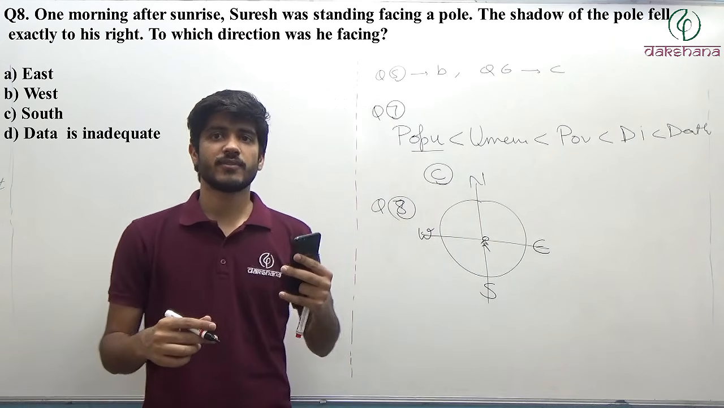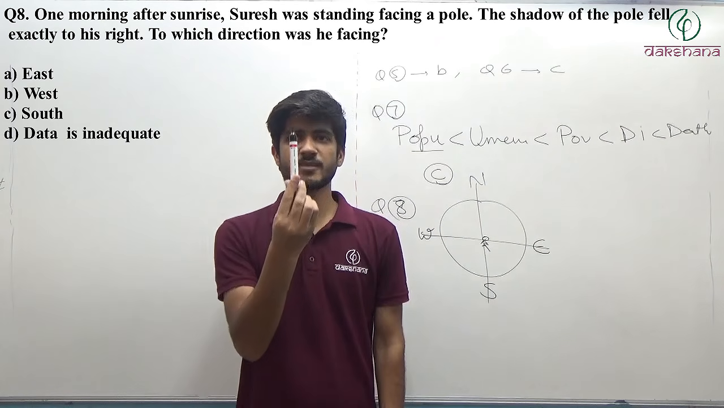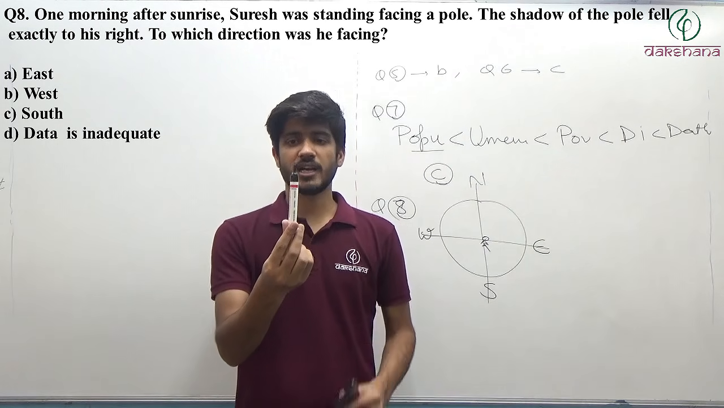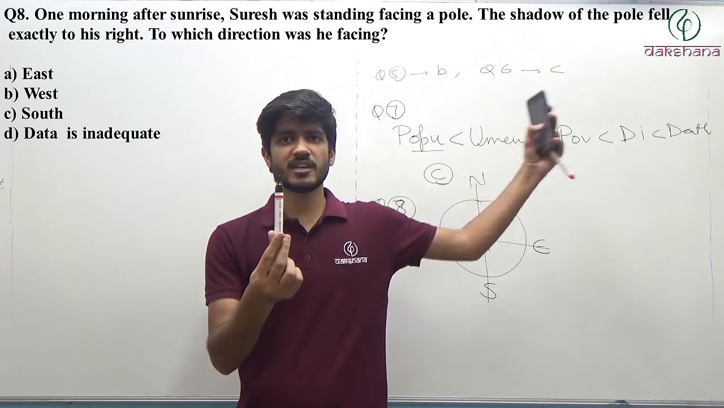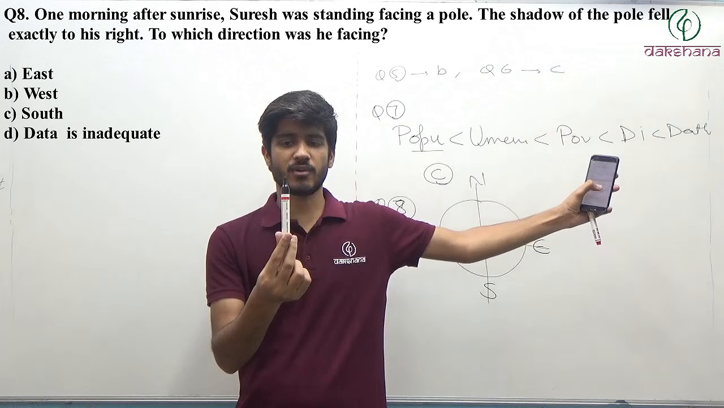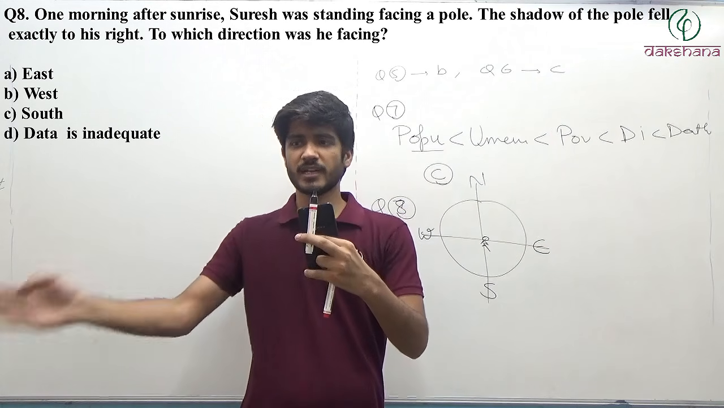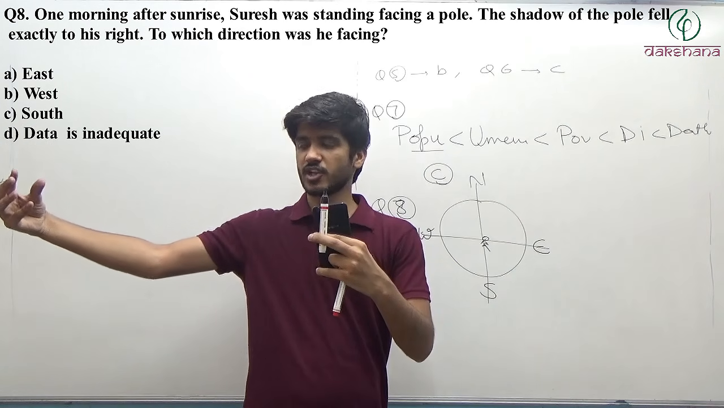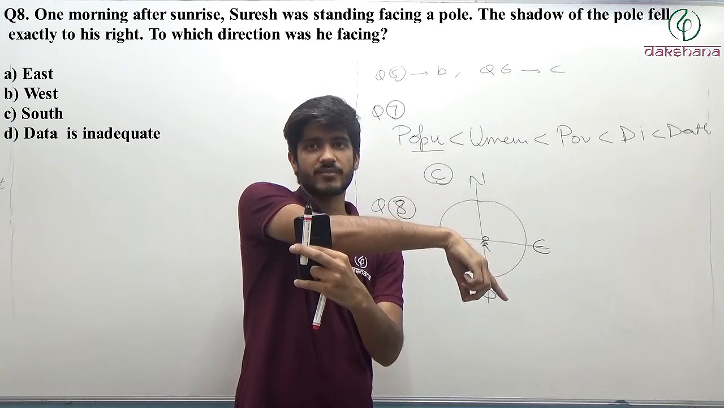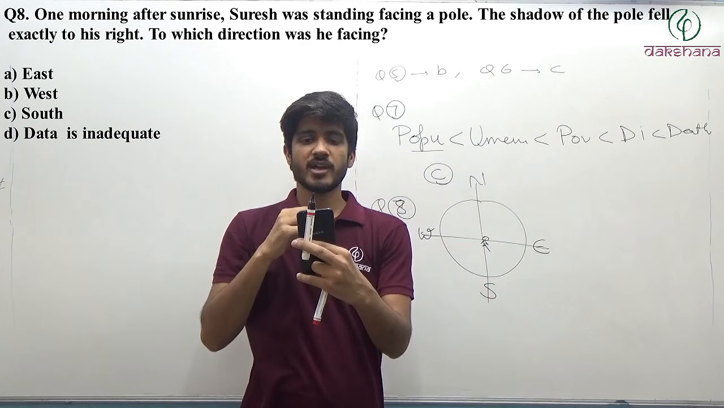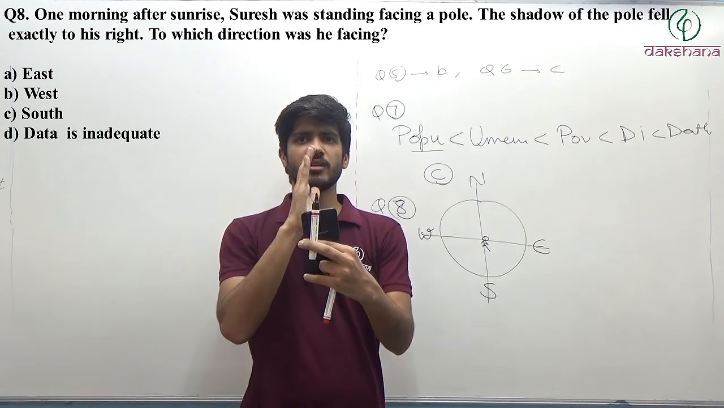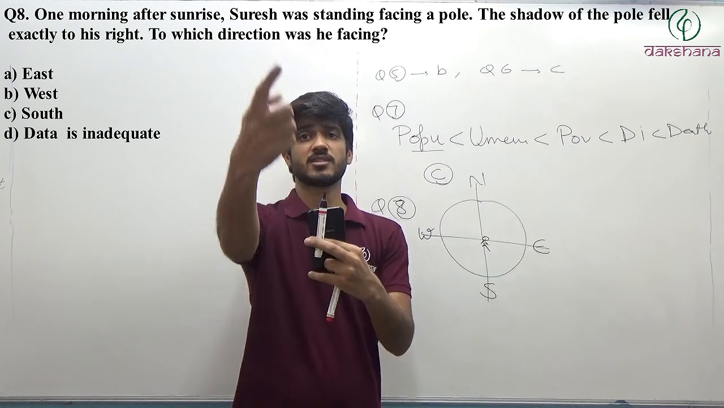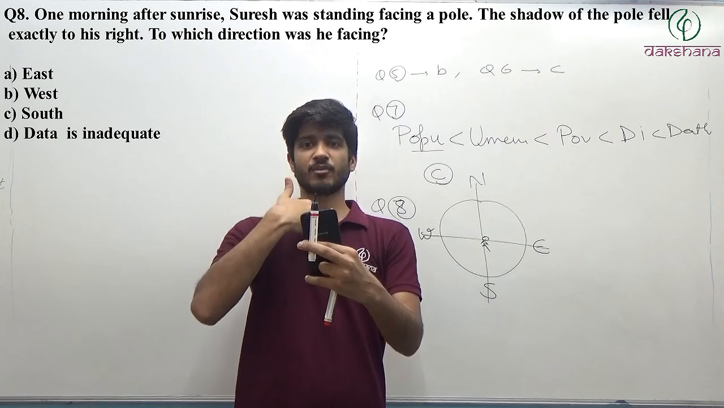So let's say here is this pen, and I am standing facing this particular pen, and if the sun is here, where would the shadow form? The shadow would form exactly to my right, correct? And if the sun is here, then the shadow would be exactly to my left. That's pretty much clear. Okay, if the sun is exactly in this direction, I mean if the sun is just in front of me, then the shadow would form exactly on me.